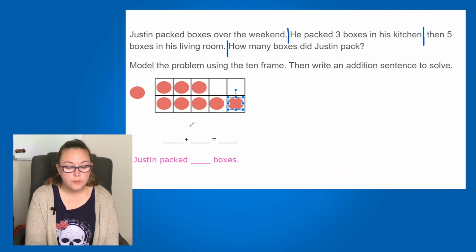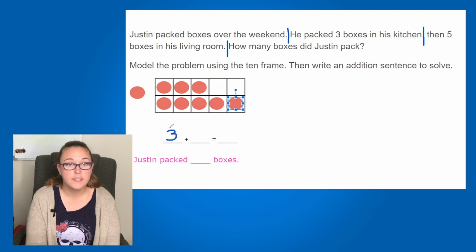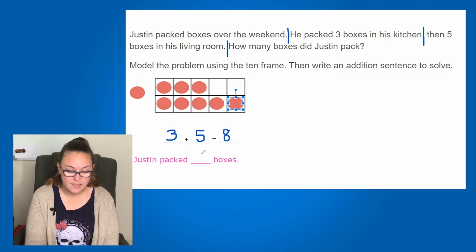So let's talk about the first number. How many counters are on the first row of the 10 frame? That's right, 3 counters. And on the second row, we know there are 5 counters. And can you tell me what 3 plus 5 is? That's right, 3 plus 5 equals 8. So Justin packed 8 boxes.